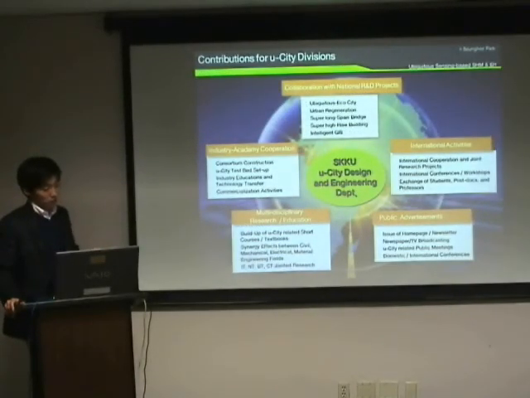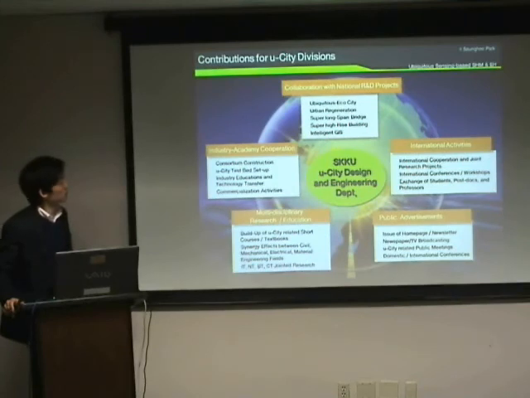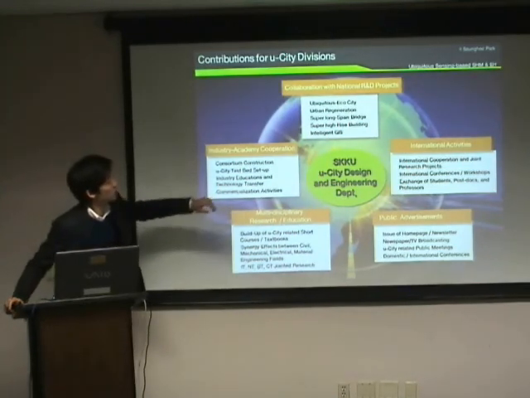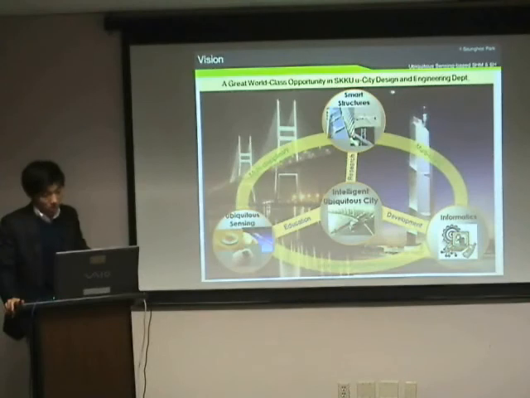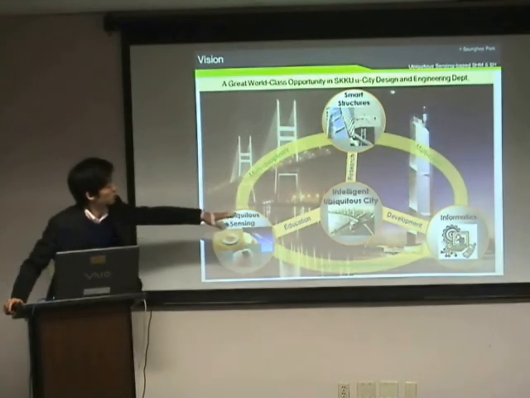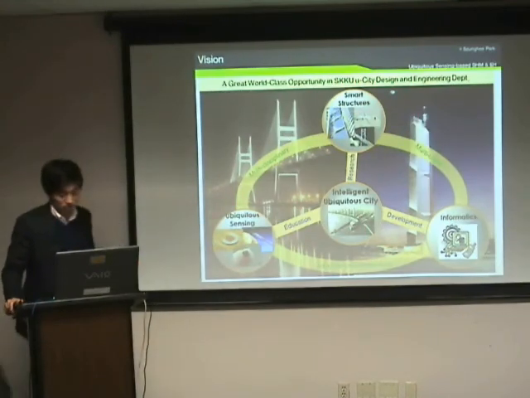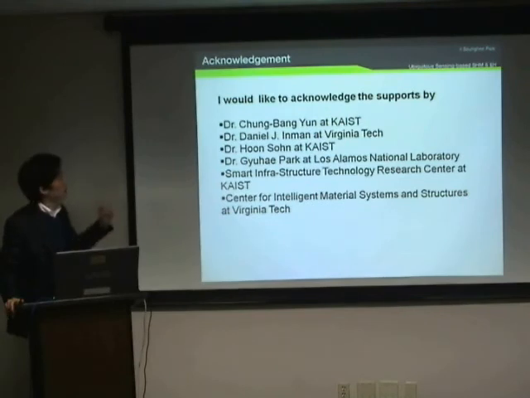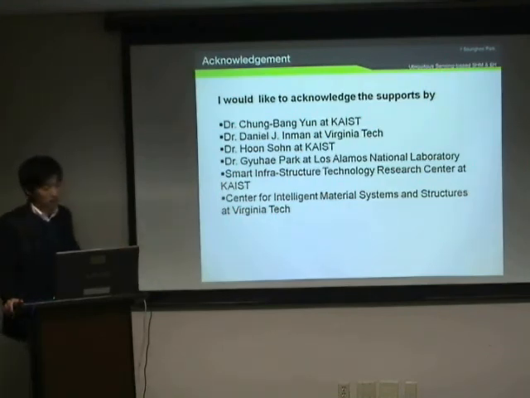Okay, so our department wants to contribute to the following issues: collaboration with national R&D projects, industrial academic cooperation, international activities, multidisciplinary research and education, and public advertisement. Okay. The final vision of our department is to develop intelligent ubiquitous cities based on smart structures, ubiquitous sense technology, and information technologies. Okay, that's it. Finally, I would like to acknowledge the support by Professor Jung Bang-yoon at KAIST, Professor Danny Man at Virginia Tech, Hun Son at KAIST, Gue Bak, and Dr. Chuck Farrar at Los Alamos National Laboratory. Okay, thank you very much.